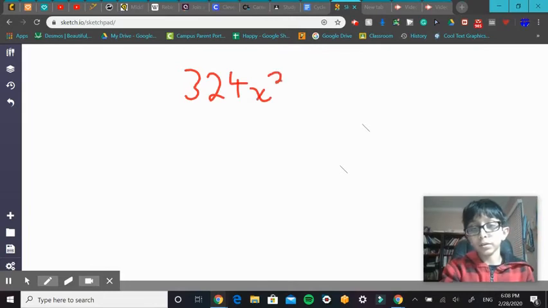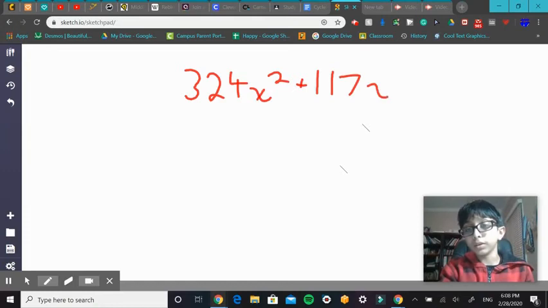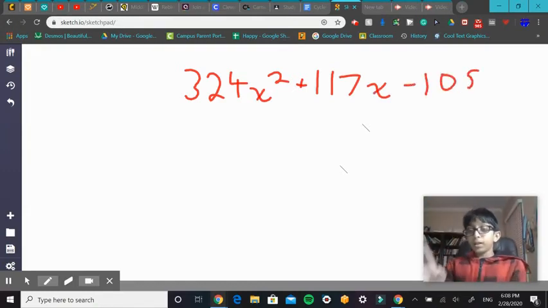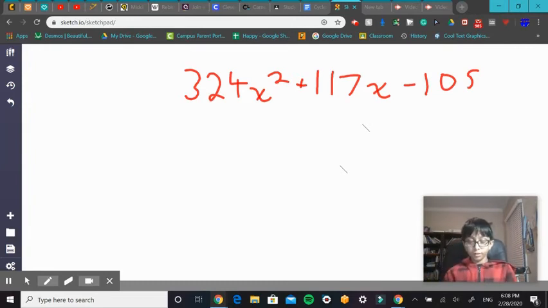324x squared plus 117x minus 105. Let's find a common factor. So what can all of these numbers be divisible by? Well, let's try 324. 8? No. 6? 324 is divisible by 6. No. 3. All three of those numbers are divisible by 3.